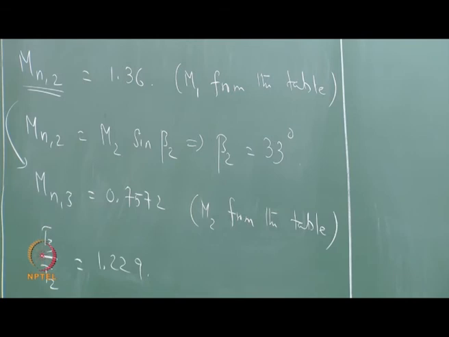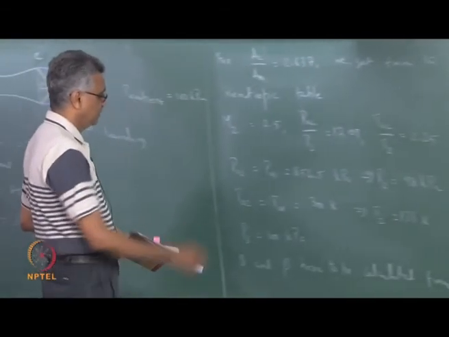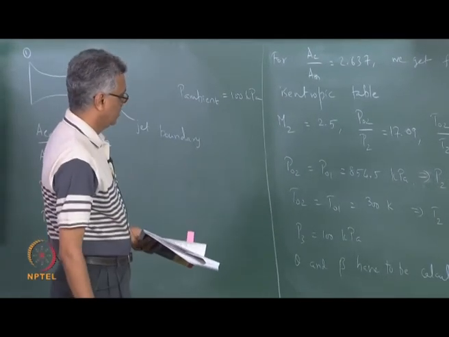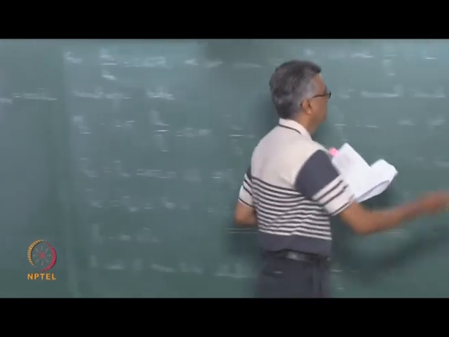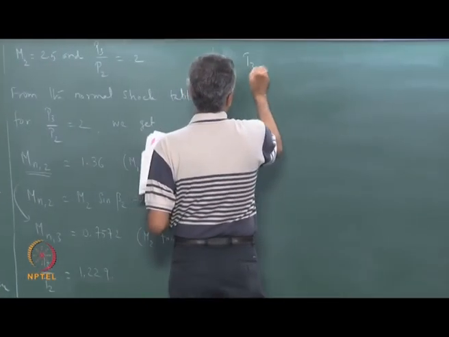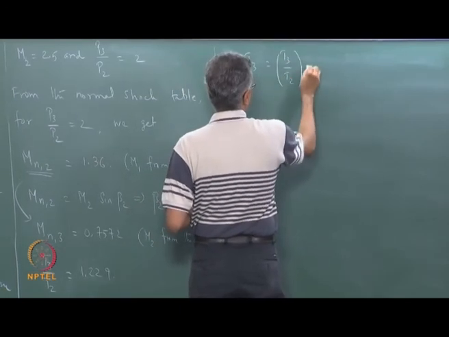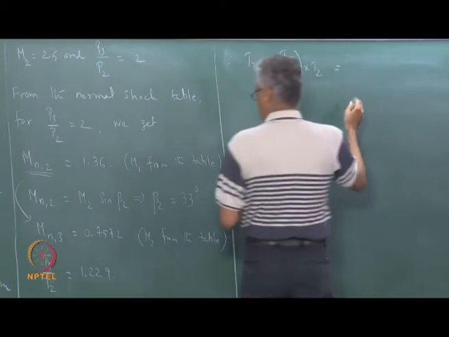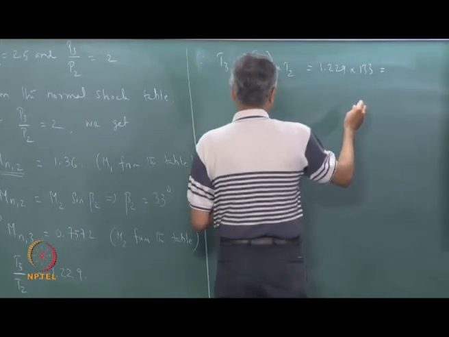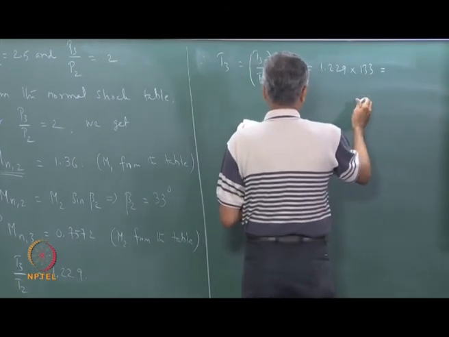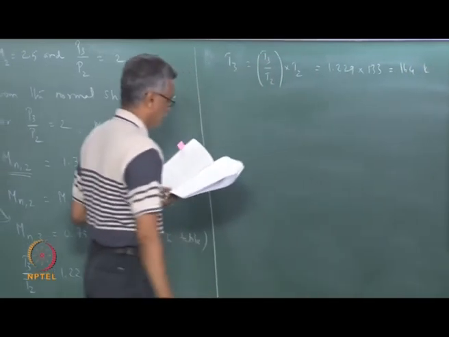So T2 is known. There are some quantities that I can calculate from this. Remember, I know T2 from here, 133 Kelvin. So T3 is equal to T3 over T2 times T2, and that gives me 1.229 times 133, which is approximately 164. We say that this is 164 Kelvin.